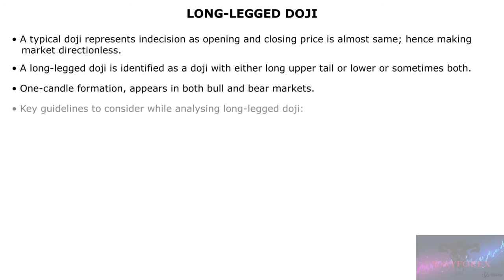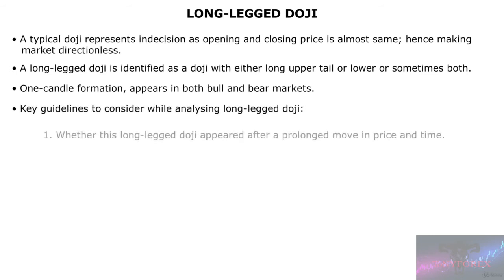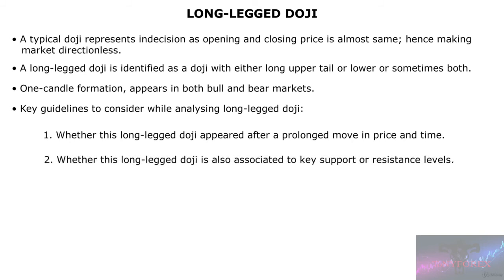When analyzing a long-legged doji, you will always keep the following guidelines in mind. Whether this long-legged doji appeared after a prolonged move in price and time. This means when a long-legged doji appears after an uptrend or downtrend, it reflects the confusion among buyers and sellers, hence pointing to a possible reversal. Whether this long-legged doji is also associated to key support or resistance levels. A long-legged doji seen at a key level offers even higher probability of a trend reversal in sight. Let us study long-legged doji using some examples now.